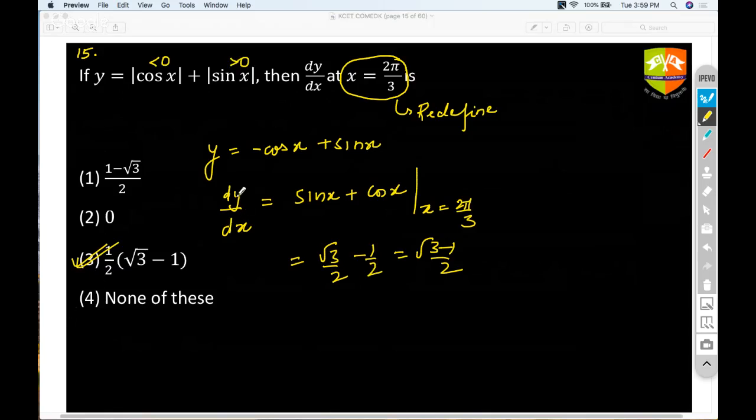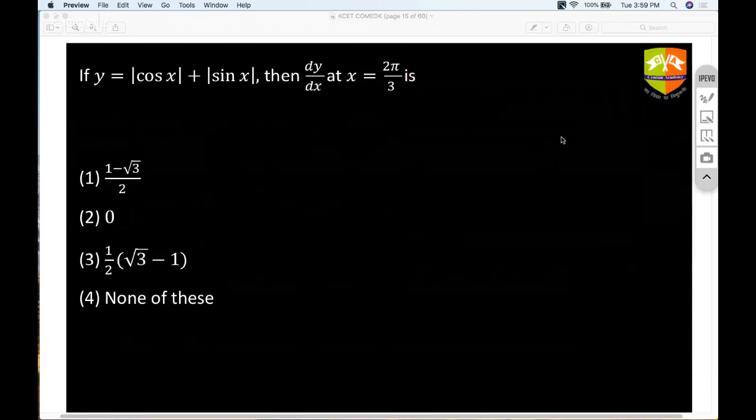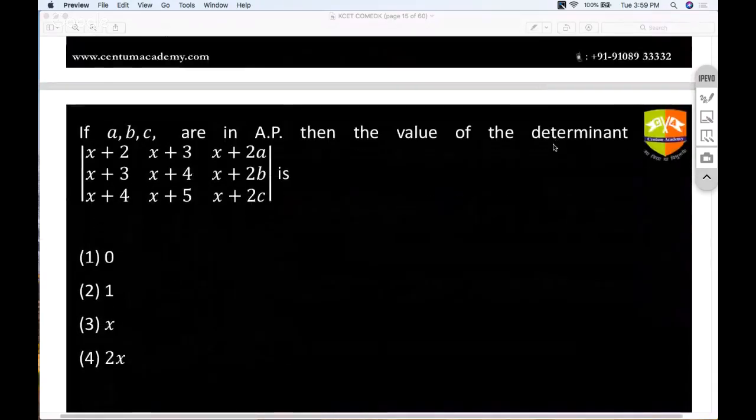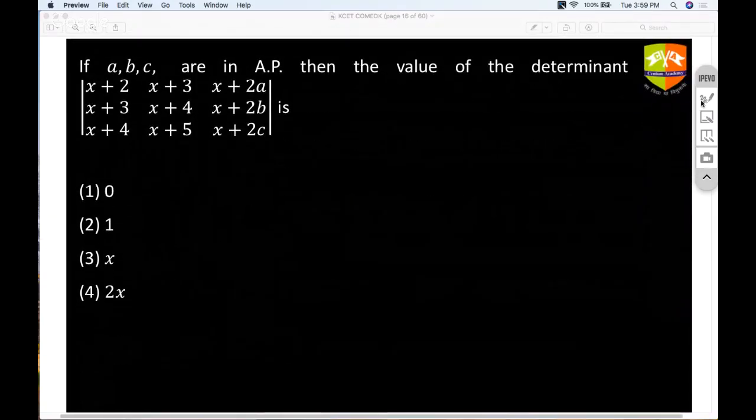Again, be careful, I'm repeating this. Whenever you're trying to find the derivative of a mod function, redefine the mod function in the neighborhood of the point where you're carrying out that differentiation, and then finally perform the derivative of that redefined function, and then put the value of x. Okay, so Vaishnavi, be careful with these questions. They are easy, but sometimes can be deceiving.